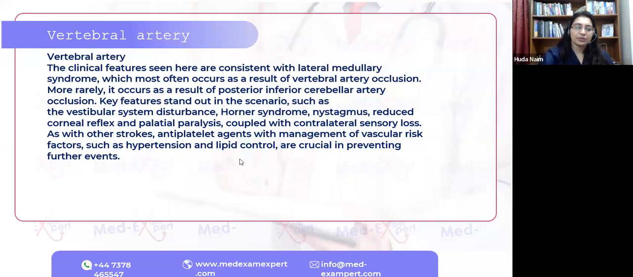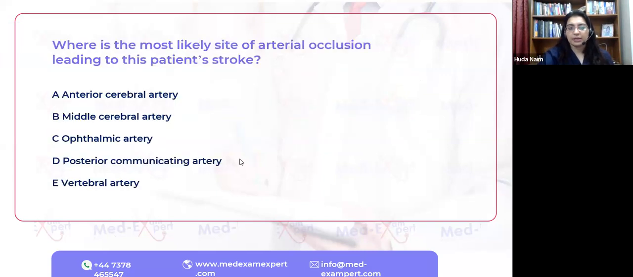Anticoagulation would have been the next step. What would you do in that window period? Yes, you would go for a TPA, but in this patient, would you go for a TPA?